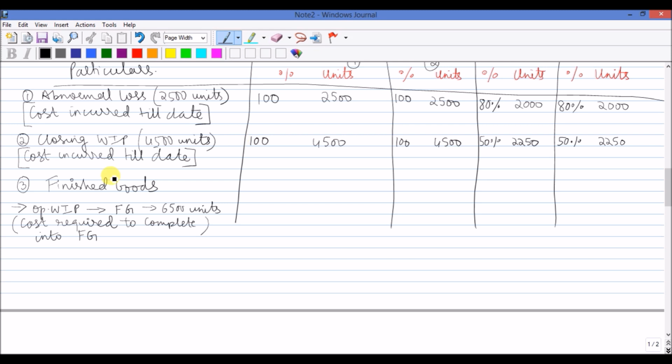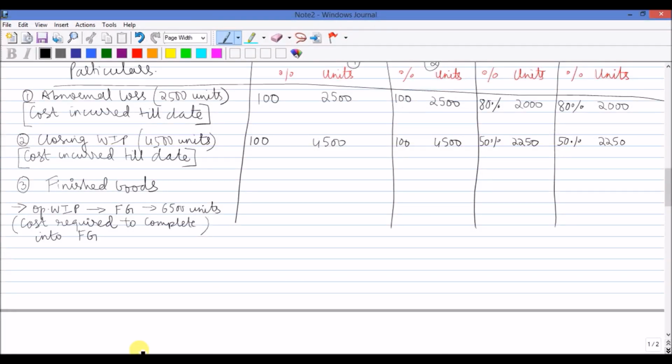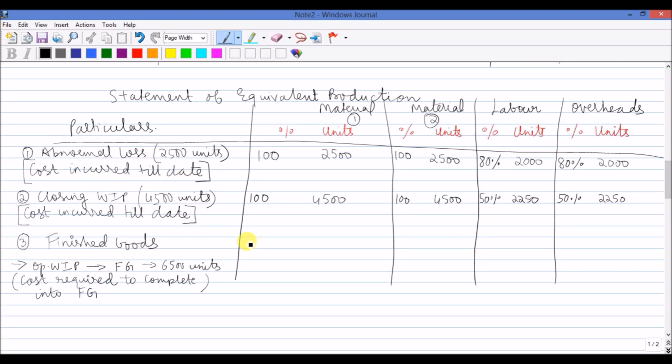Remember the words: required to complete into finished goods. This is where people are making mistakes, and they are going by the standard textbooks. I want you to prepare the format in this manner. So the opening work in progress will be converted into finished goods, and the opening work in progress is having 6500 units. And what we are going to do is cost required to complete into finished goods. So how much cost is required? Friends, the opening work in progress is having materials 100%. It means there is no need to incur any cost on materials, my friends. So there will be no material cost, neither material 1, nor material 2.